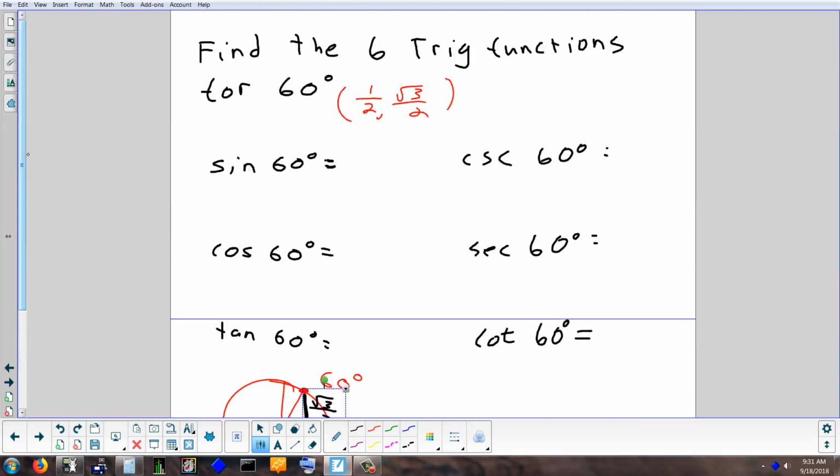Okay, so give that a try. See if you can find the 6 trig functions for 60. And yes, you could just look back at 30 and copy the answers down and put them in different spots. But keep in mind, on the test, you might not have done the 30 yet, so you'd have to still figure all of them out. So I would try just figuring them out.